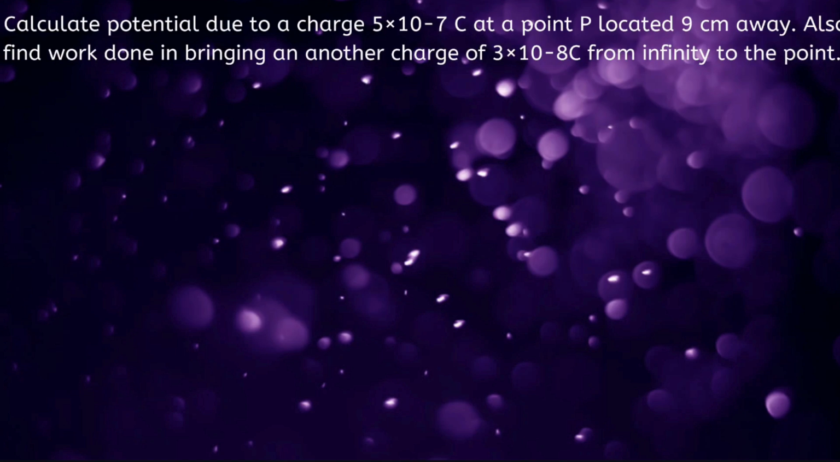Okay. So look at this. You can pause this video and then go through the question. So what is mentioned in that question is, there is a charge Q equal to how much? 5 into 10 power minus 7 coulomb. They are asking what is the electric potential due to this charge at a distance of 9 centimeter. Okay, let us find that first, then we'll go for the next part in that question.